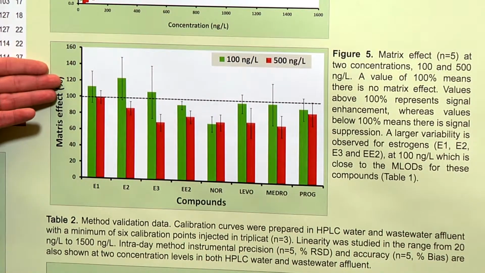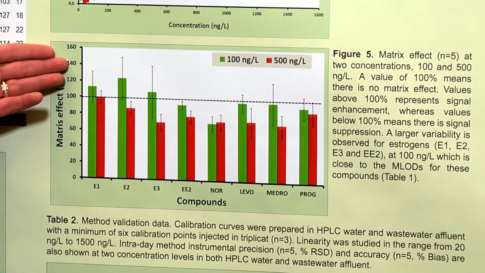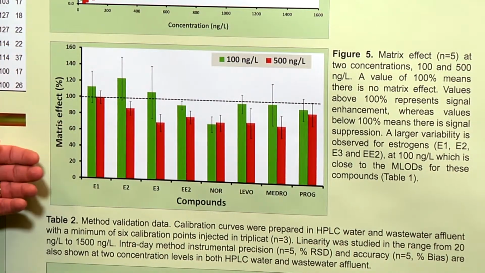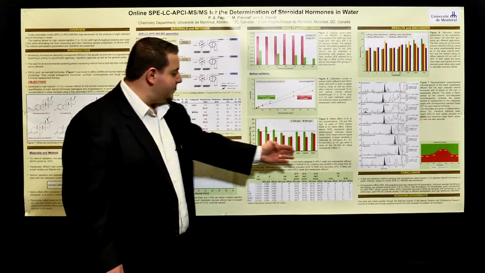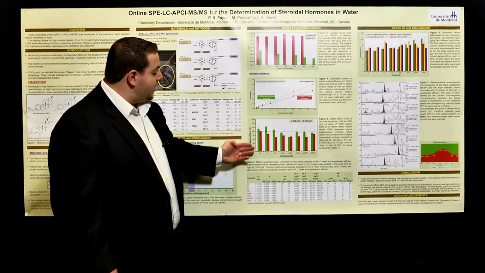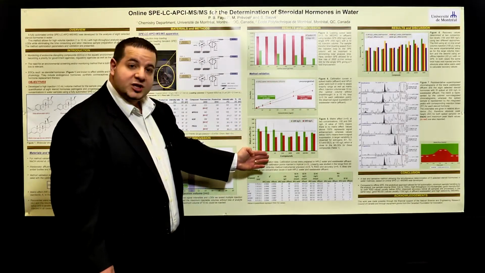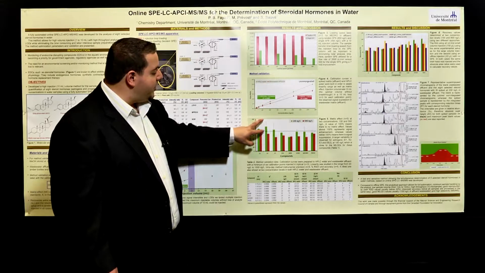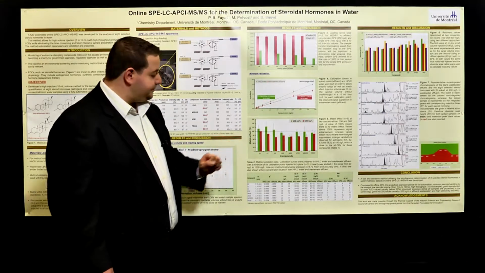So anything over 100 is signal enhancement. Anything under 100 here is matrix suppression. So in general, we have some suppression, and we have a few compounds here, especially for the estrogens, where we have some kind of enhancement, but the error bars are also pretty high.